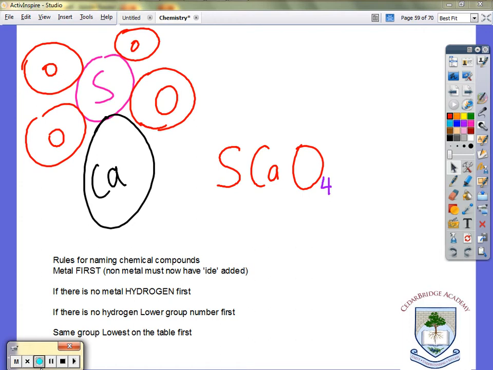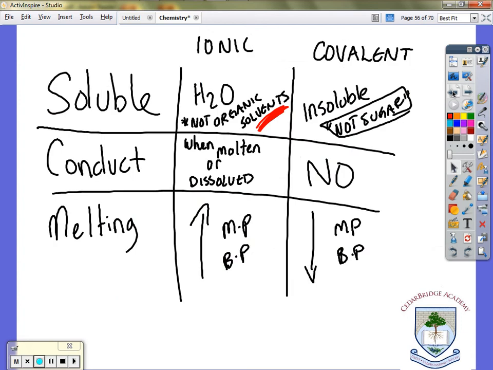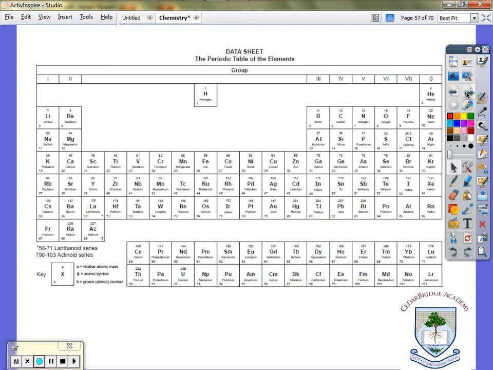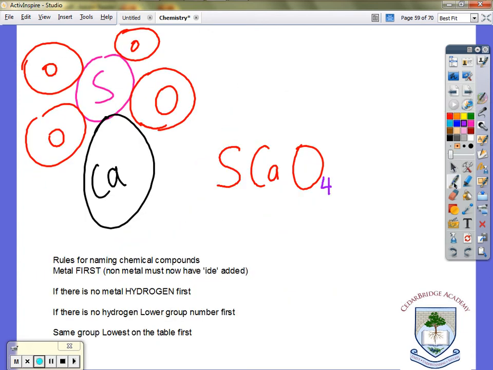Okay, so those are your rules for naming chemical compounds, so let's test them. We have this set up the way we see it. Metal comes first, so you'll go back to your periodic table to see which ones are metals, and we see that calcium is a metal, so we have to put calcium first, Ca. If there is no metal, then hydrogen has to come first. So let's say there was no metal in this one, hydrogen comes first.